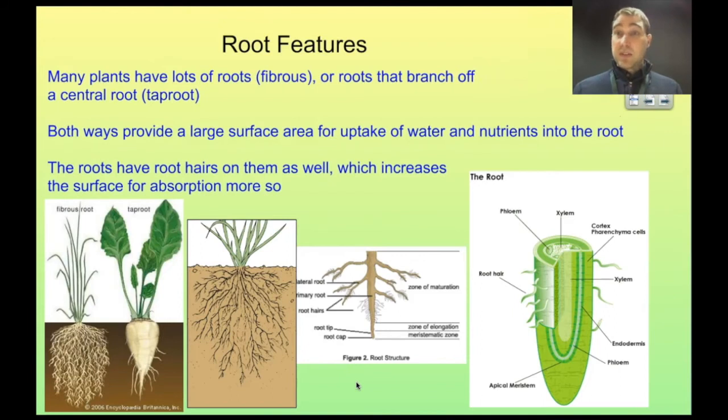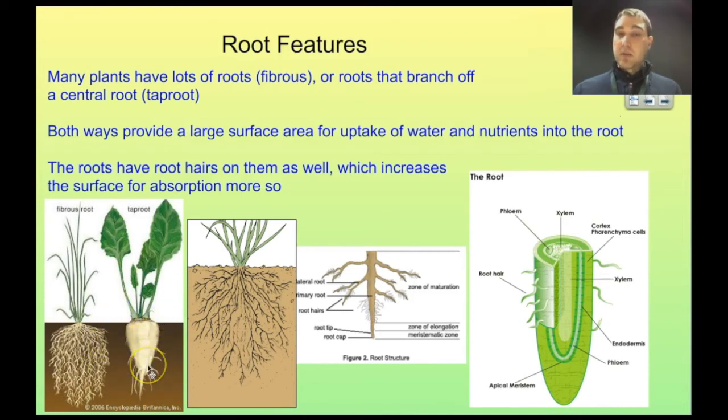So let's talk about roots. There are two main types of roots. You have a taproot, which is where you have one large root, and then you have branching smaller roots off of that. And you have fibrous roots, where you have a large number of roots spreading out from the base of the stem. Both of these are very common. Either way, you get a large surface area for absorbing.